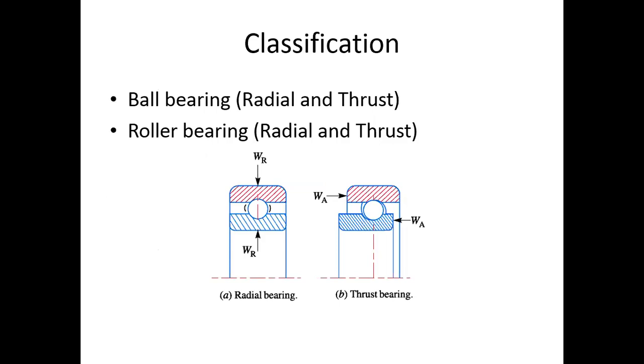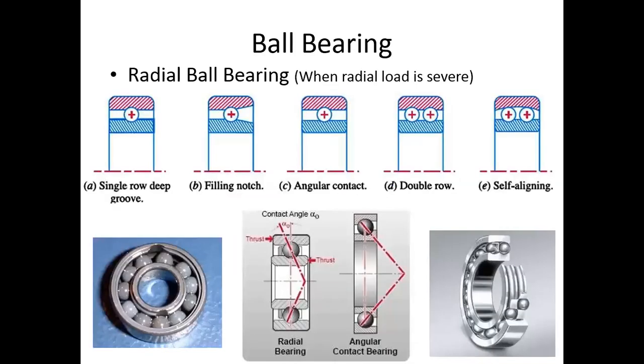The classification of rolling contact bearing is ball bearing or roller bearing. In both types of bearing, radial and thrust loads are produced. Radial load is produced due to the perpendicular load on the journal, and axial load due to the axial movement of the bearing. For radial ball bearings, there are many different kinds of ball bearings or parameters which can carry the radial load or axial load.